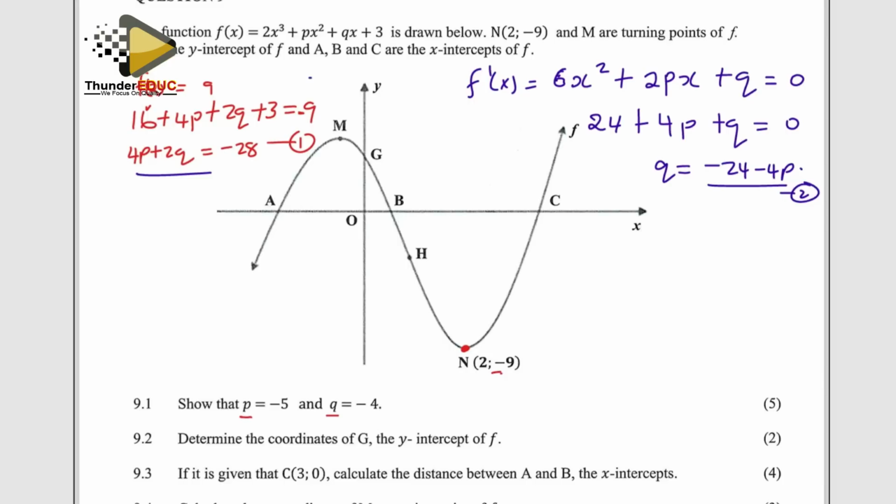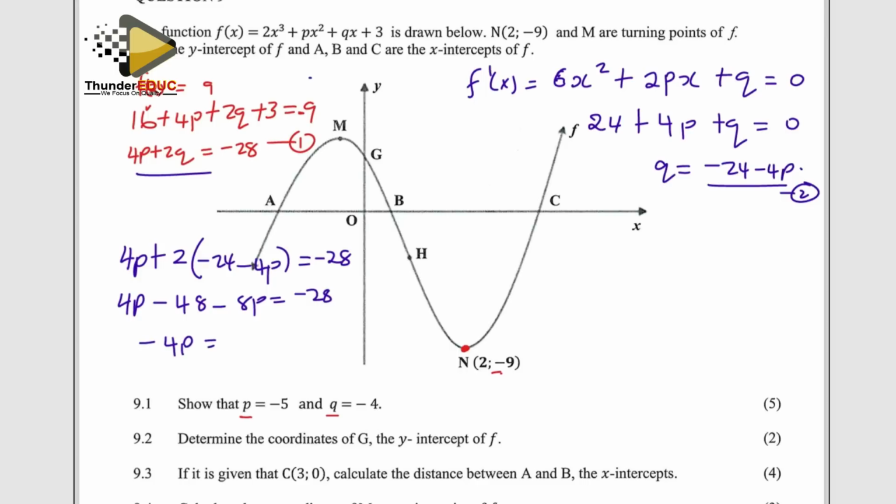So substitute, replace. So that will be 4p plus 2 into negative 24 minus 4p is equal to negative 28. So 4p minus 48 minus 8p is equal to negative 28. This and this, I'm getting negative 4p, and 48 minus 28, I'm getting a positive 20. Then I'll divide both sides by negative 4.